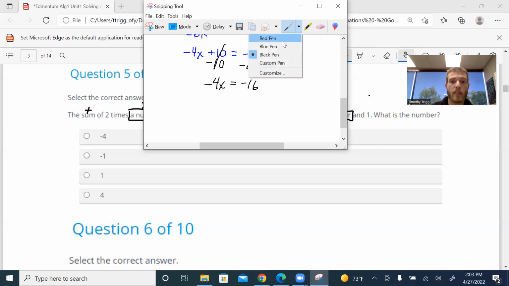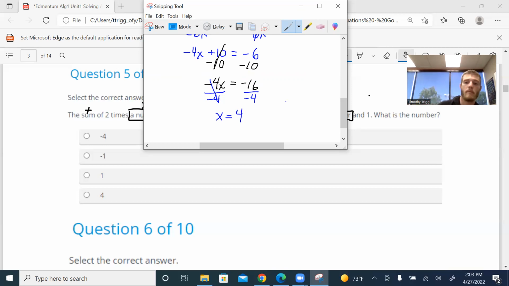Lastly, to get x by itself, we're going to go ahead and divide by negative 4 using the division property of equality, giving us that x equals a negative divided by a negative is positive. Just like a negative times a negative is also positive. Multiplying and dividing both follow that rule: a negative times a negative or a negative divided by a negative is always positive. Okay, so x is 4.